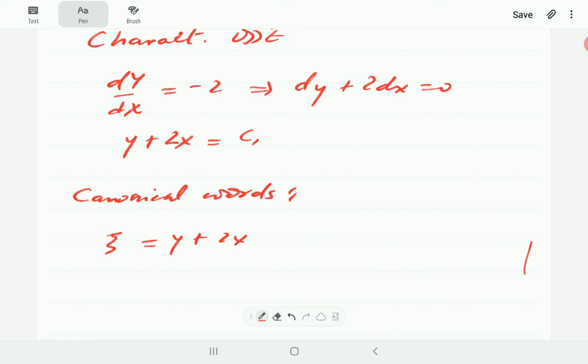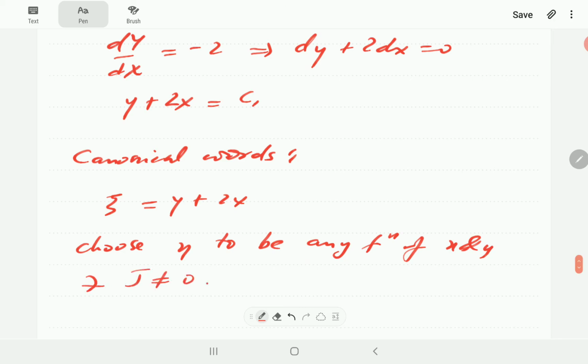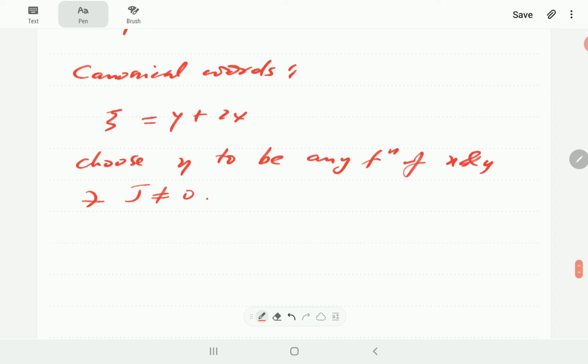So in this case, what we do is we choose the other one to be any function such that the Jacobian is non-zero. Okay, so in the parabolic case, we choose eta to be any function of x and y such that the Jacobian is non-zero. Typically we make this as simple as we can.